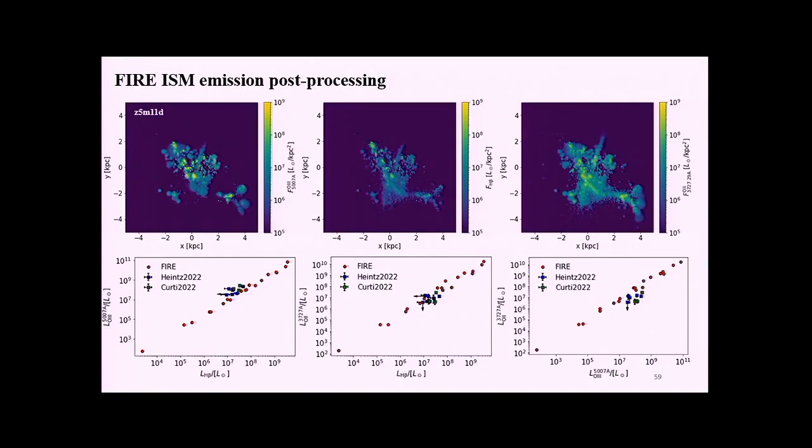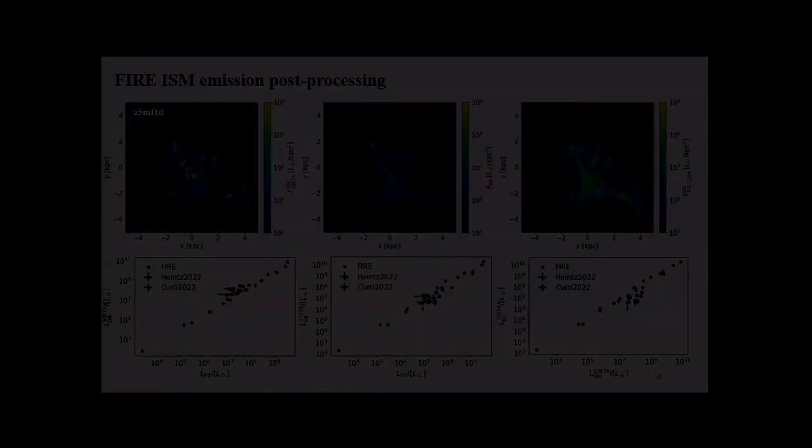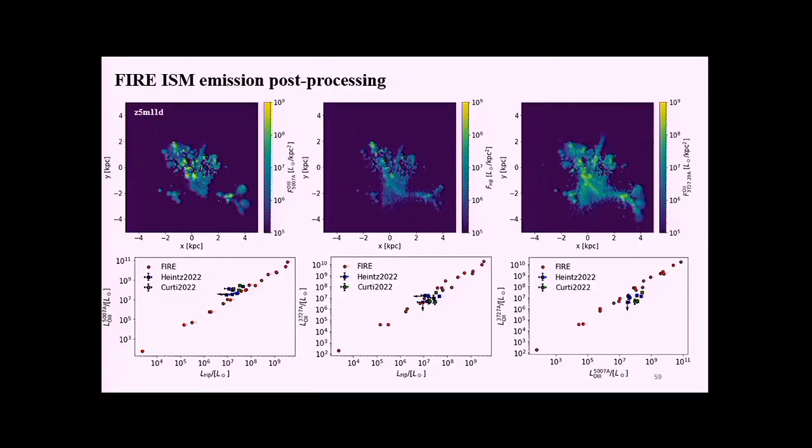We also compare the line luminosity among O3, O2, and the H beta line for those post-processed FIRE simulations and recent JWST measurements. The 20 FIRE primary galaxies are given by the red scatter points, while the JWST measurements are shown by the green and blue data points. We find that our model can successfully reproduce the observed O2 versus H beta line luminosity, as shown in the second figure.